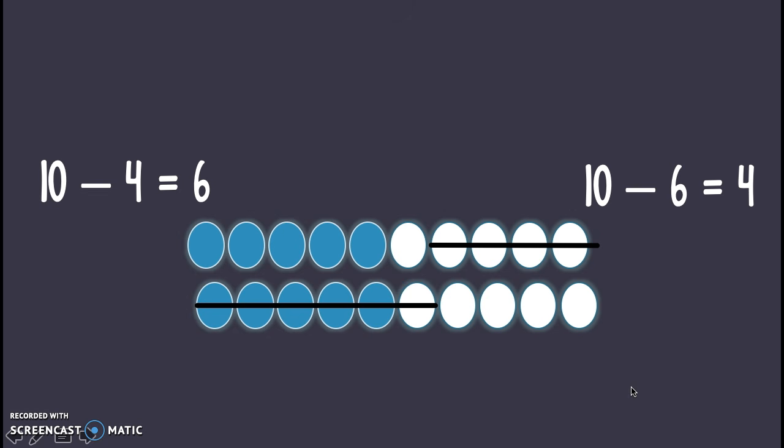When we break apart 10, we just want to make sure that in the end, there's still 10 there. We haven't added any or taken any away. We still have 10. All right, let's look at another way that we can break apart a 10.